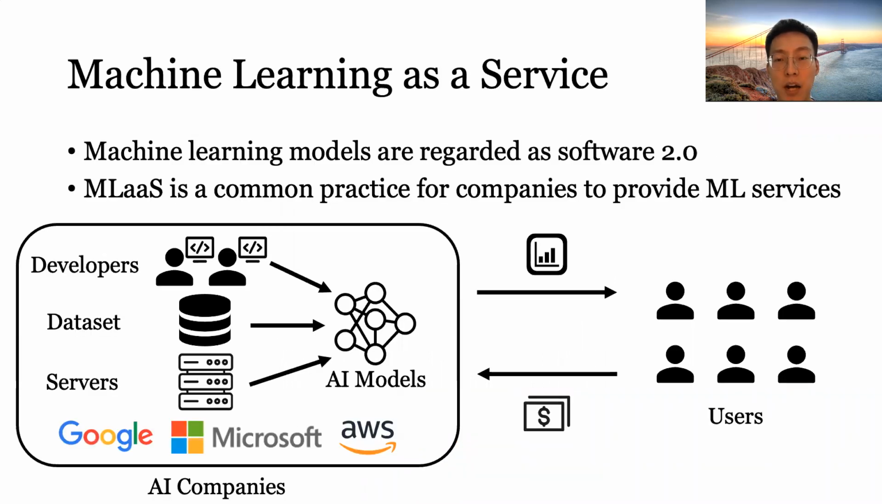Machine learning models are regarded as software 2.0, a new software generation. MLaaS is a common practice for technology companies to provide ML services. The companies employ developers, collect datasets, and use high-performance servers to train AI models. Once the models are trained, they can be used to provide ML services, and the companies can charge the users for the service usage.